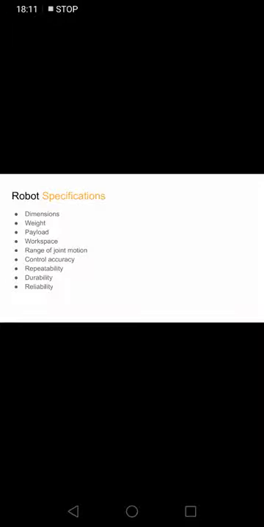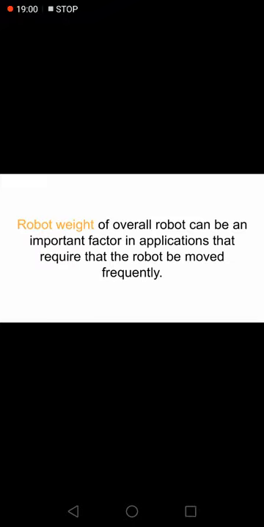Now, in the design of kinematic chains, or sequences of joints and links with actuators, in designing a robot, the following are the specifications that one needs to look out for. The first bullet is dimensions. The second is weight, I will explain that later on. The third is payload. The fourth is workspace. Fifth is range of joint motion. Six, control accuracy. Seven, repeatability. Eight, durability. Nine, reliability.